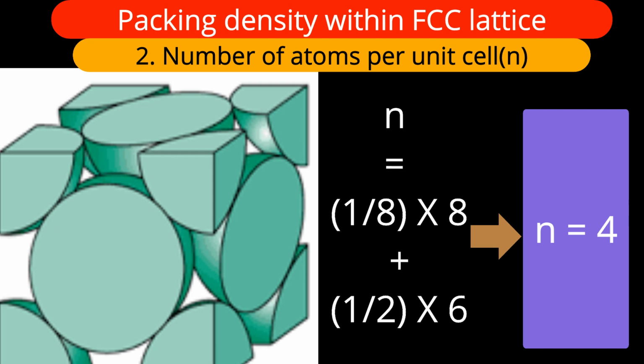Other point. Atom at the center of a face has share 1 half. How many faces are there? 6. Atoms at the center of faces are how many? 6. And each atom has contribution half. Half into 6 is equal to 3. So total number of atoms present in the unit cell is equal to 1 plus 3 is equal to 4. So value of small n is 4.